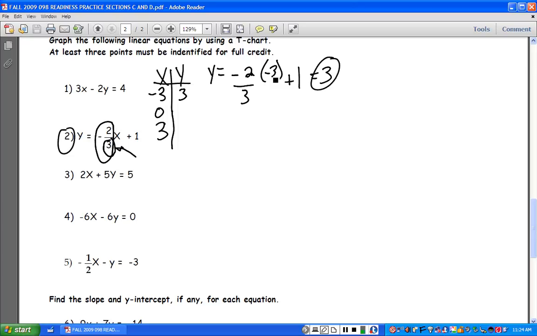Then when I go with a 0, now I'm going to plug in a 0 because that's my second value of x. 0 times anything is 0, so all that cancels, and you're just left with y equals this 1 over here. So you have that.